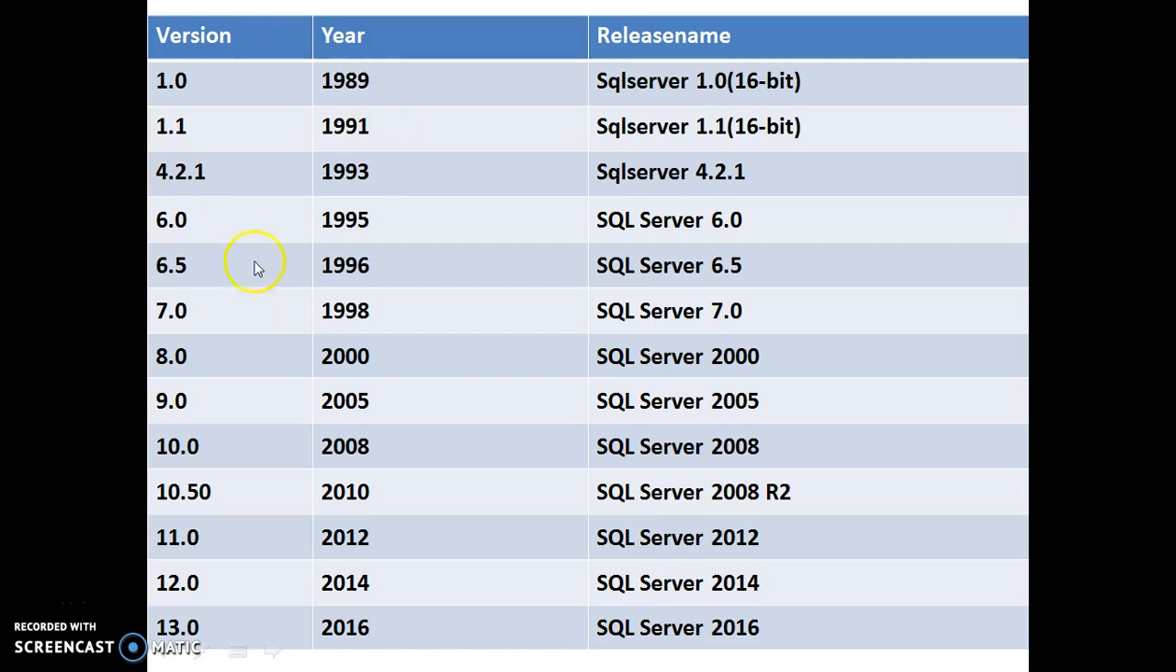So these are the different versions that are available in SQL Server, which was released by Microsoft. The first version is 1.0, which was released in 1989. The name of the version is SQL Server 1.0. Similarly 1.1, 4.2.1. Actually SQL Server became popular from 9.0, that is SQL Server 2005. Next 10.0, SQL Server 2008. Next version 10.50, SQL Server 2008 R2. 11.0, SQL Server 2012. This version number is 12.0, SQL Server 2014. The latest version is 13.0 that was released in 2016, that is SQL Server 2016.